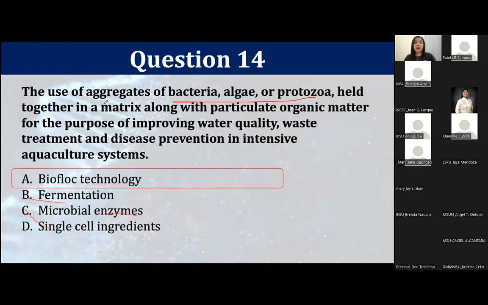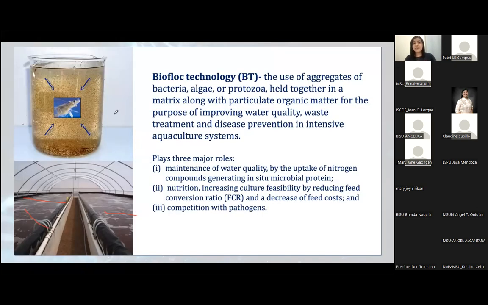Now, biofloc is used in intensive aquaculture system. So sa mga in-upload namin na mga notes doon sa Google Classroom, makikita ninyo doon yung mga differences among intensive, extensive, semi-extensive, ganon. Okay, so this is the biofloc technology. Ayan siya, yan yung itsura niya, yan yung mga brown-brown na yan. So that is the aggregates of these biological matter.